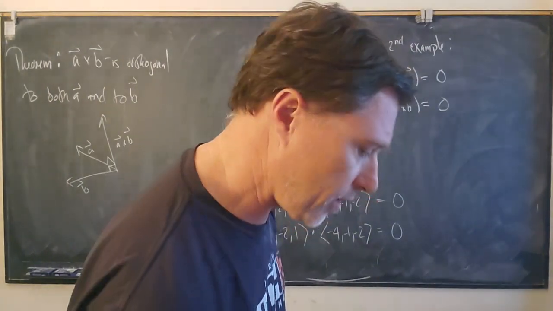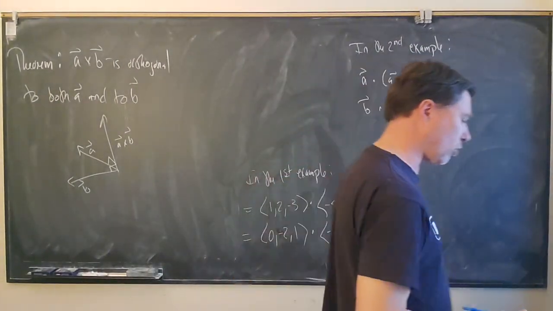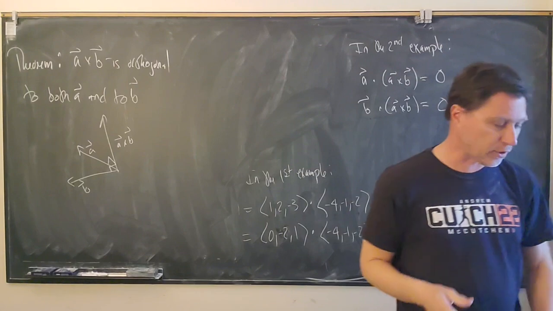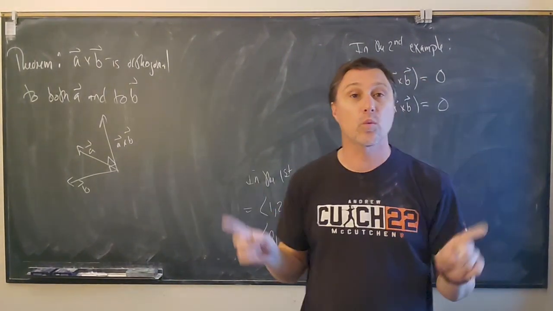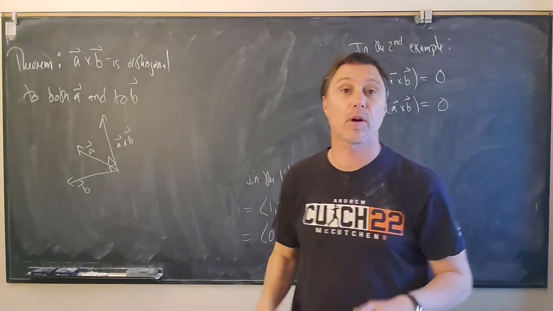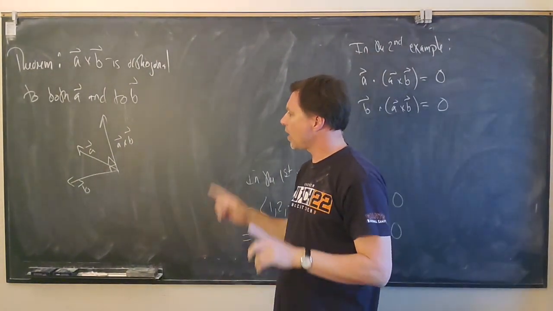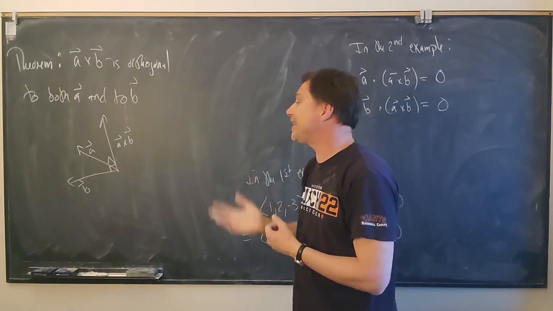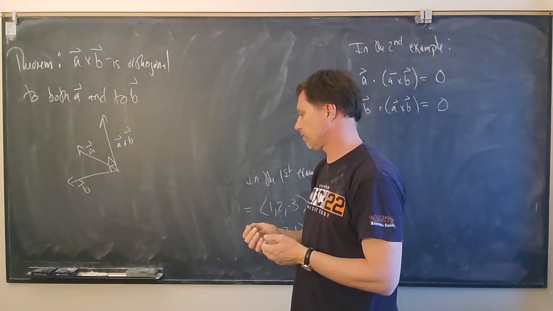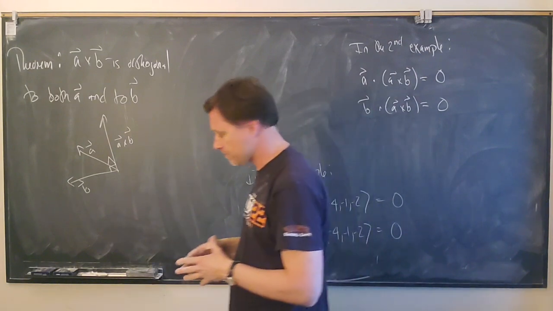So fine, the cross product creates a vector that's orthogonal to both of your original vectors, and now the question is, which one? Of the infinite number of vectors that are orthogonal to original A and B, which one is the cross product? That's what we want to answer next.